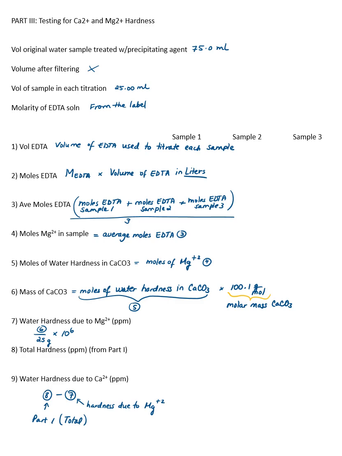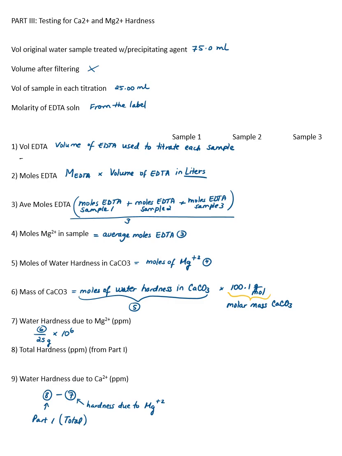So starting with number 1 right here, volume of EDTA, it's again the volume that you're using to titrate each sample. So you have your sample, it changes color to blue, and then when you see the color changing, you copy the volume from your burette, and you can determine how much EDTA you're using in your titration.